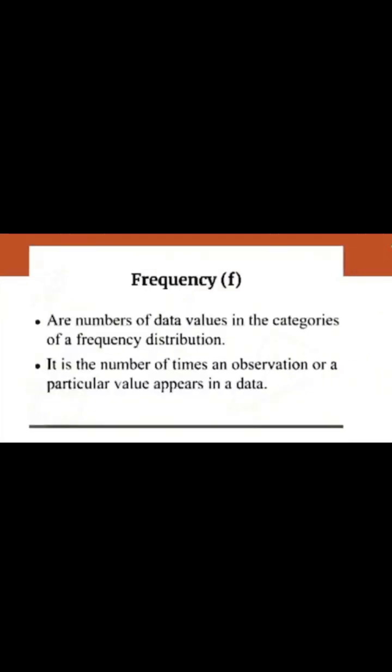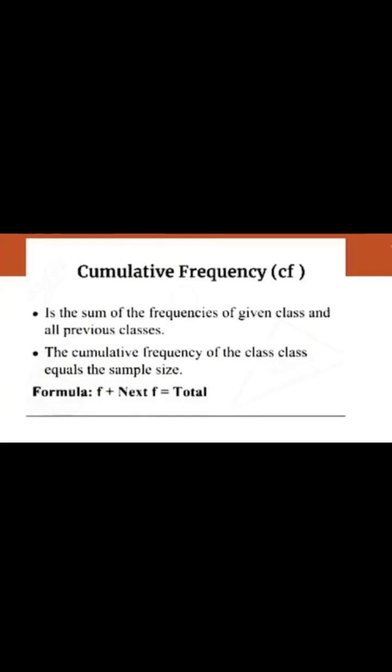Okay, next is the frequency. The frequency is the number of data values in the categories of a frequency distribution. It is the number of times an observation or a particular value appears in the data. Moving on to the cumulative frequency, or the CF, it is the sum of the frequencies of a given class and all previous classes. So the cumulative frequency of the last class equals the sample size. The formula is F plus next F equals total.